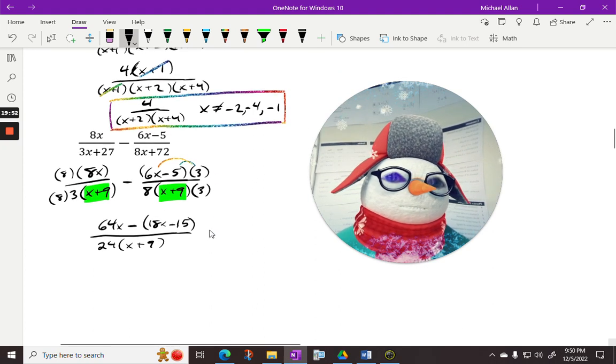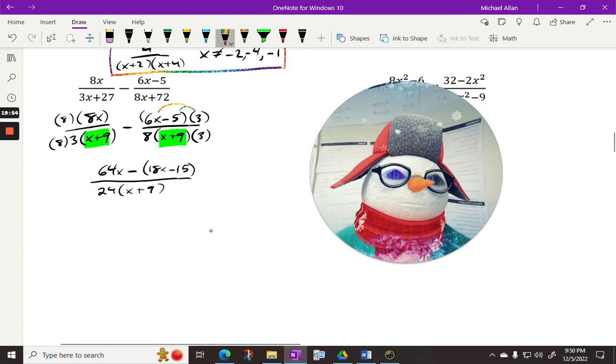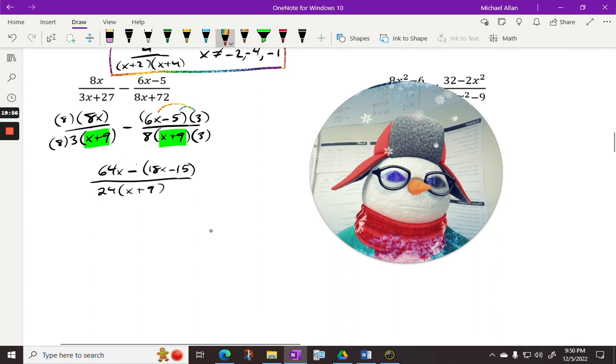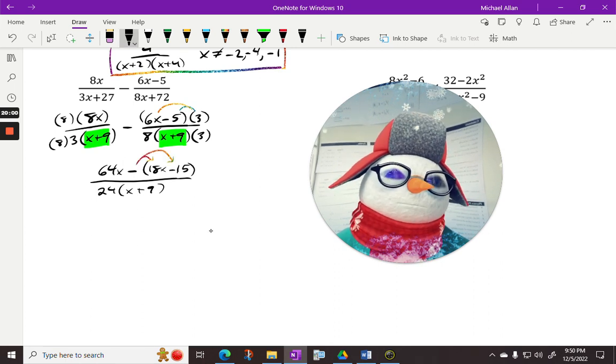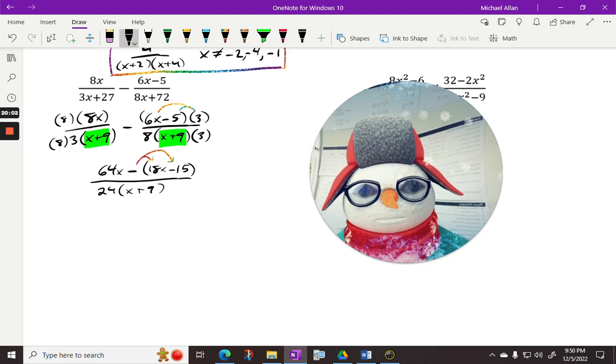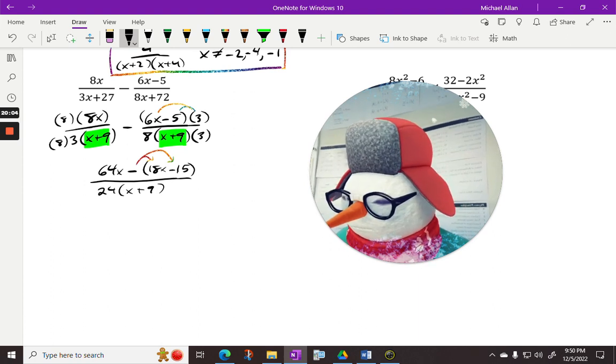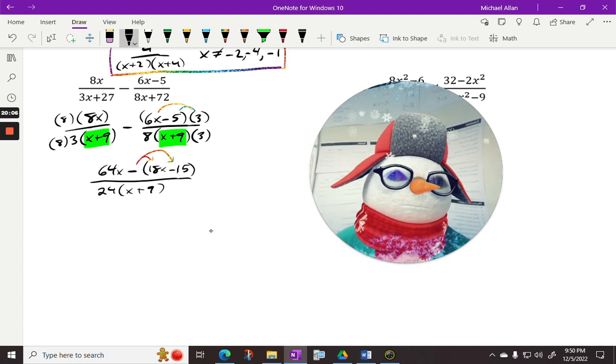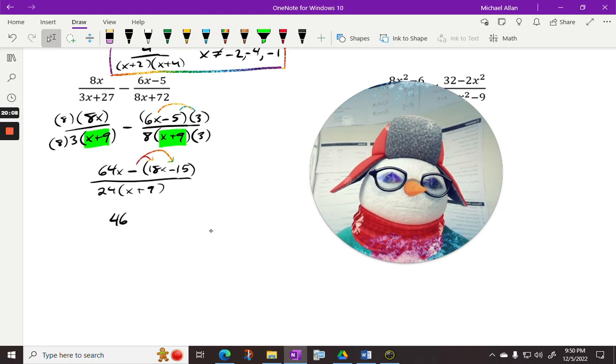So I'll simplify the top just a little bit more. This minus here, because I am minusing this other one over here, it's going to have to apply to both of these. So I'm going to have a technically plus 15 there. So 64x minus 18x is 46x plus 15 all over 24(x plus 9).